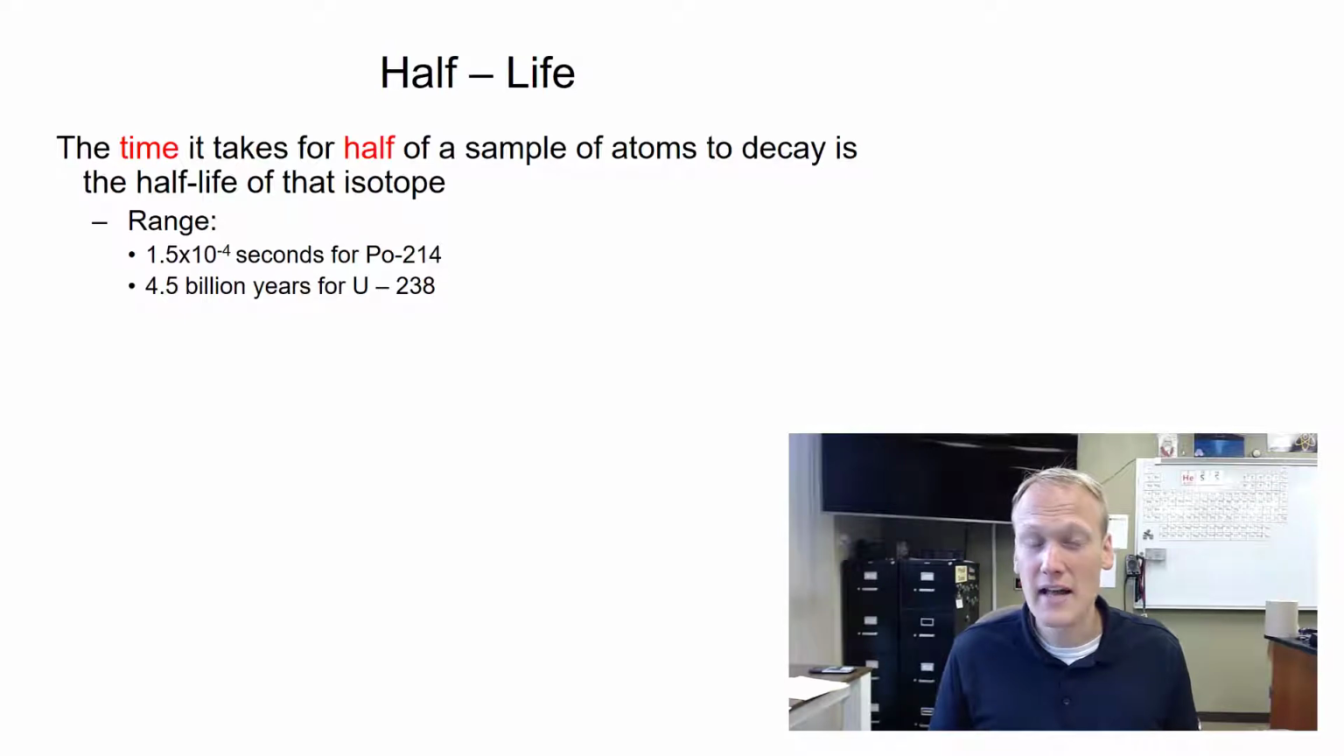In the same way, if I had 100 atoms of uranium-238, it would take 4.5 billion years to get down to 50 atoms. So the sample needs to be cut in half, and it's the time it takes for that to happen. And every radioisotope is different depending on the instability of that specific radioisotope.